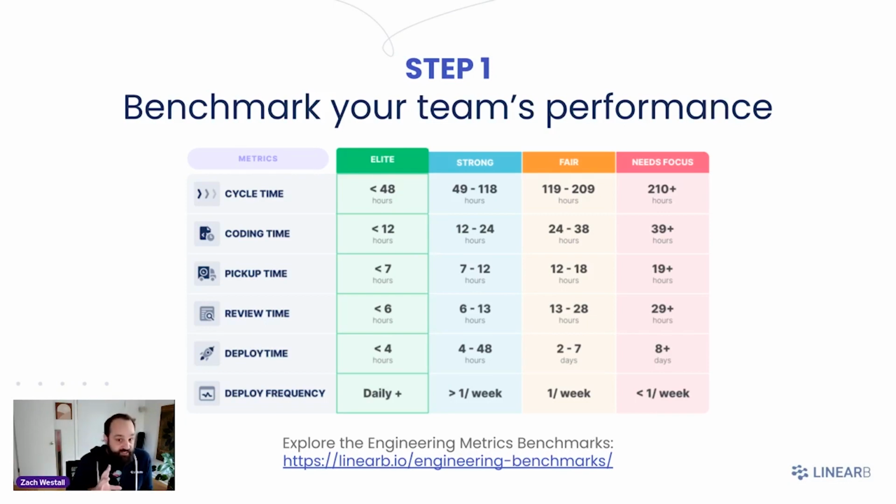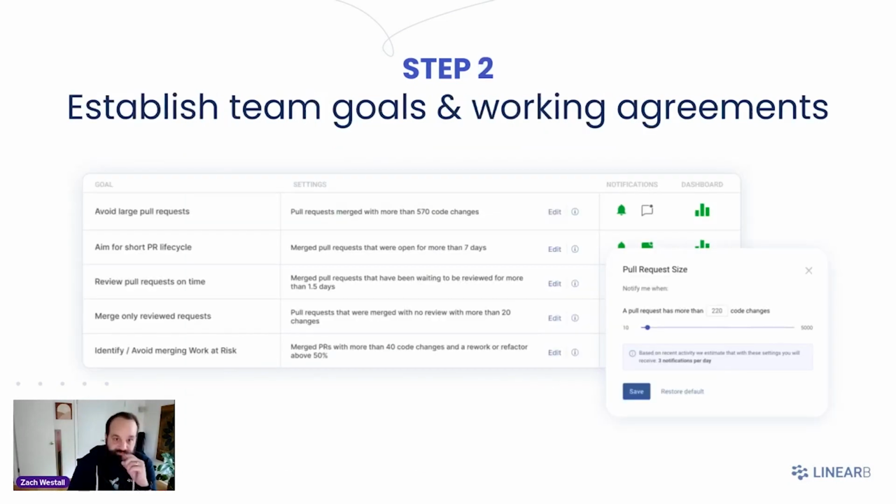So let's say your team has a coding time of 24 to 38 hours. You will see an icon on your coding time that tells you, hey, my team is performing fair compared to the rest of the industry. So it's just giving you that context. So step one, benchmark your team's performance, get the metrics, get context to how they're doing with the rest of the industry. That's how you begin on your path to improvement.